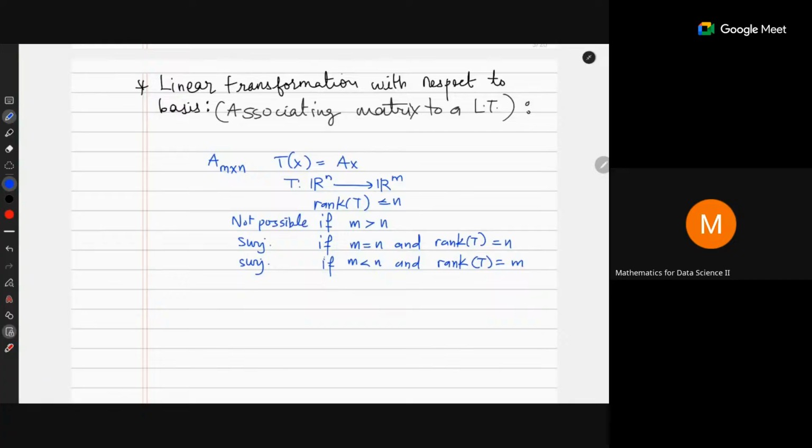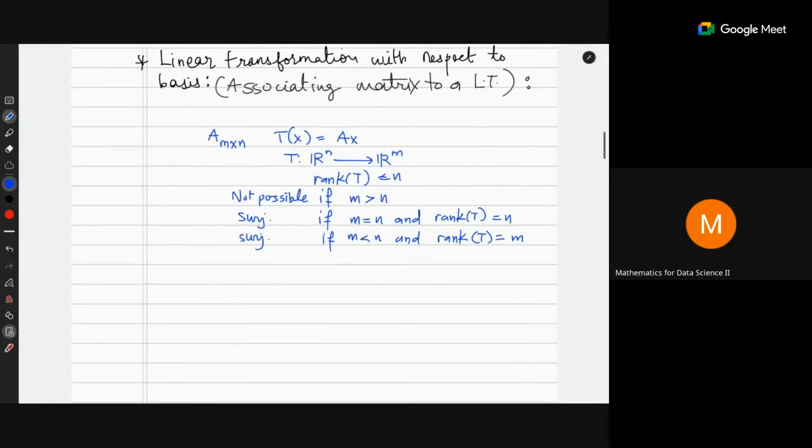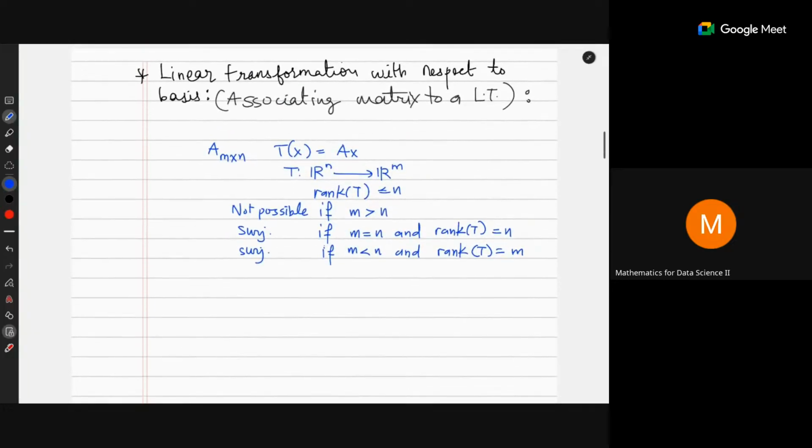All right. So now let's see how to associate a matrix to a given linear transformation. For that, you need to have an ordered basis. Okay, Anukriti, you have a question?